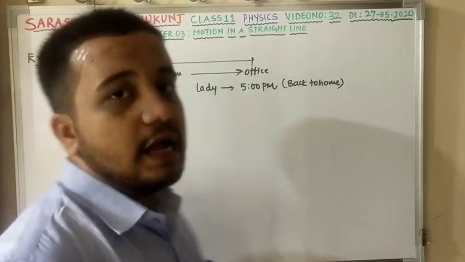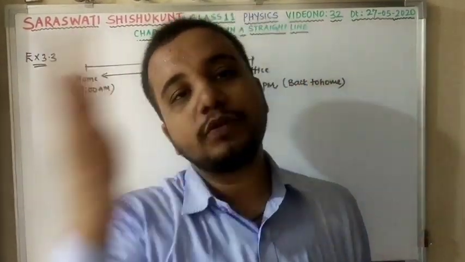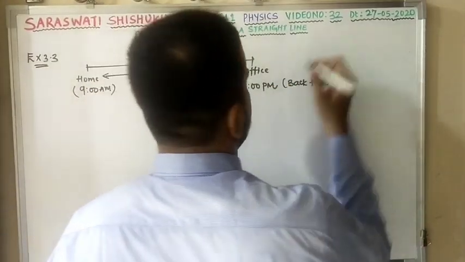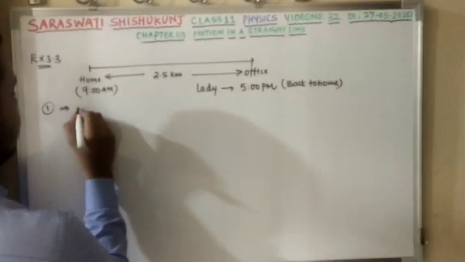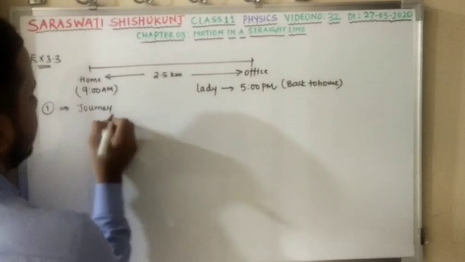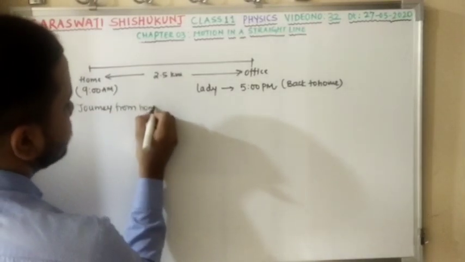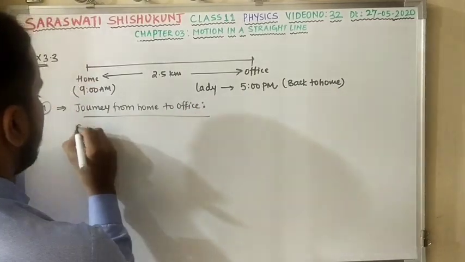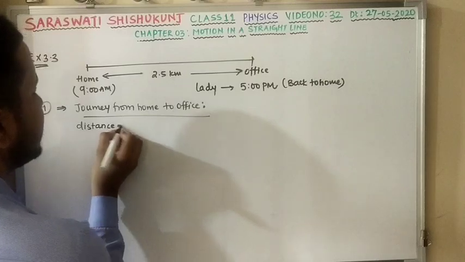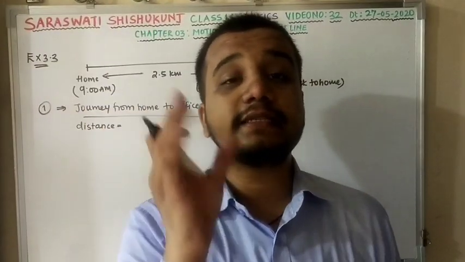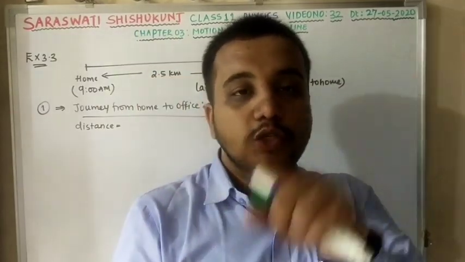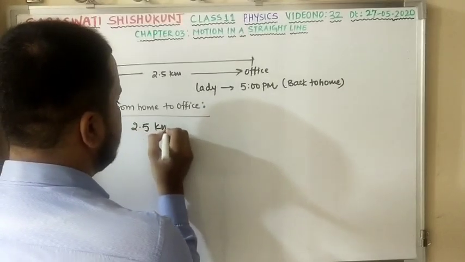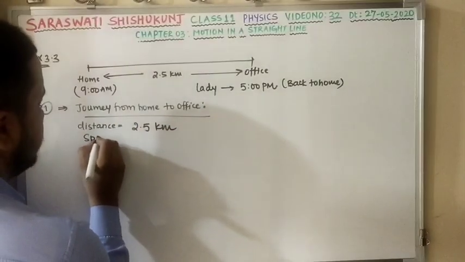Is this clear? Here in the data they have given that the lady moves from home to office, which is situated 2.5 kilometers away, by walking. So we'll say case 1 is the journey from home to office. Clear? We know the distance from home to where the office is located. Can you tell me the distance from home to office? How much? 2.5. Very good. So distance is 2.5 kilometers. Is this clear? Speed. It moves with a speed of.